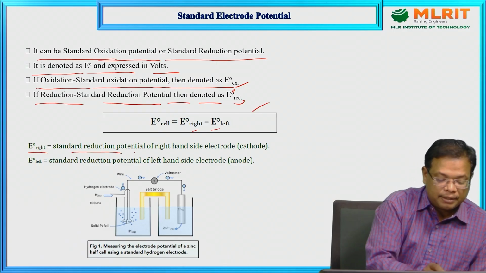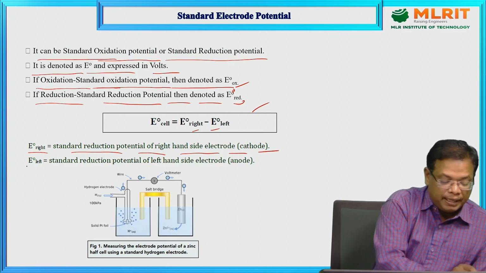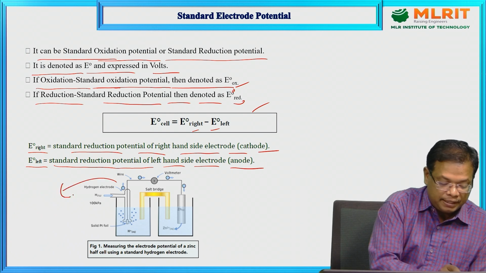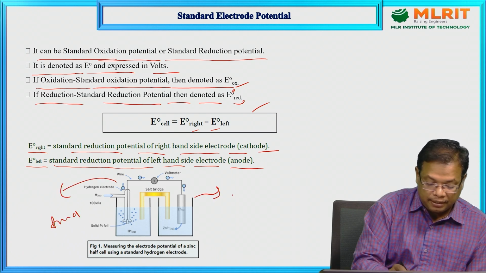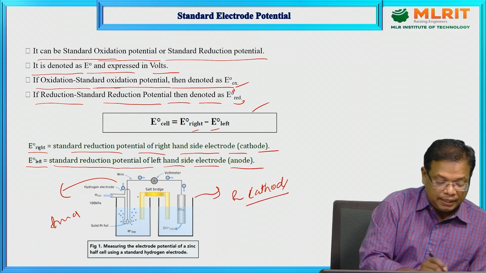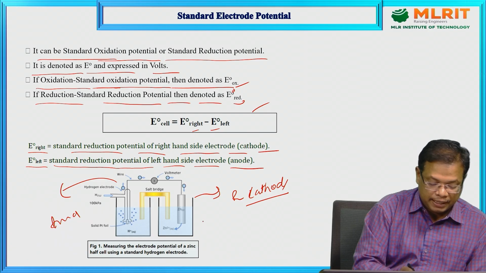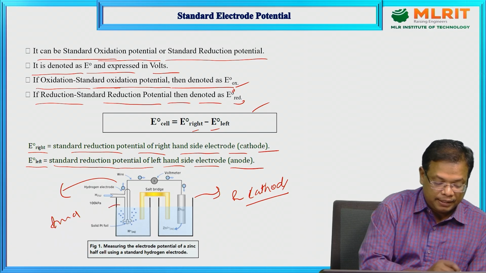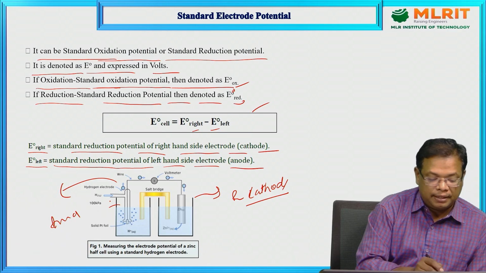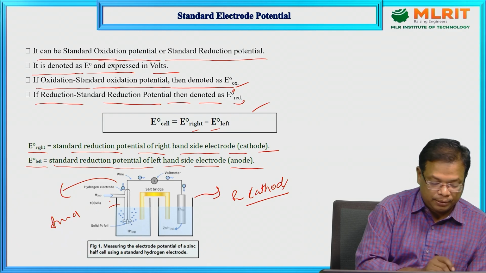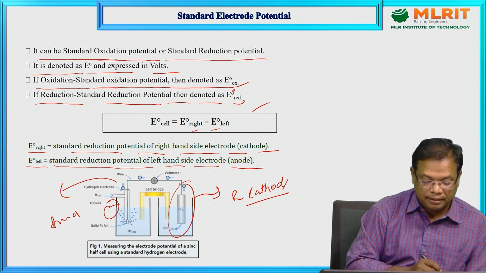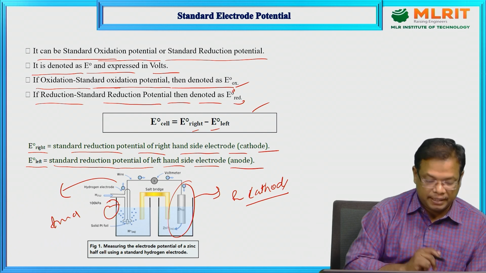E0 right is the standard reduction potential of the right hand side electrode, the cathode, and E0 left is the standard reduction potential of the left hand side electrode, the anode. This is the left hand side, the anode, and this is the right hand side, the cathode. So this is the one cell. If you look at this one, this is a galvanic cell. It is zinc and the standard hydrogen electrode. With reference to this SHE, we are going to find out the zinc electrode potentials in different cases.